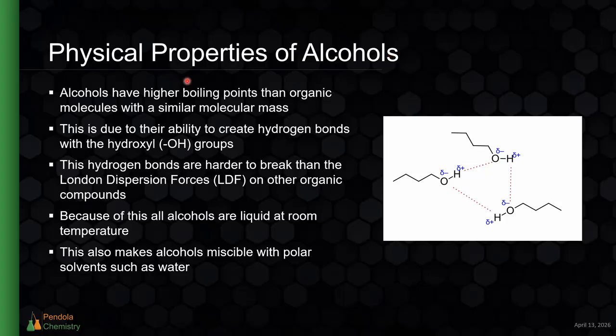Now, alcohols have very high boiling points. When I say high boiling points, we have to take this in the scope of organic chemistry. Most organic compounds have very low boiling points. Most of them are either gases or very volatile liquids. Whereas alcohols have higher boiling points than their other organic counterparts. And this is due to the same thing that water has to thank for its high boiling point: hydrogen bonding.